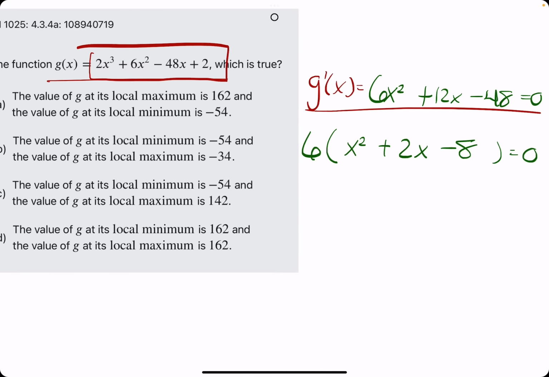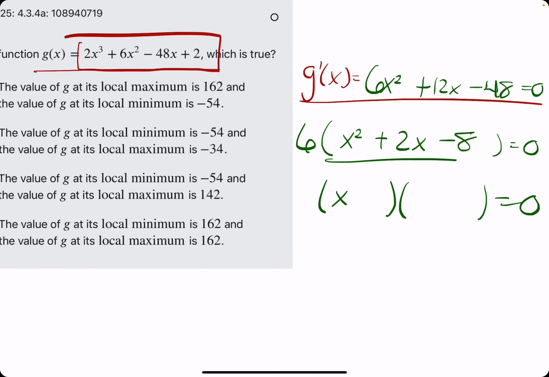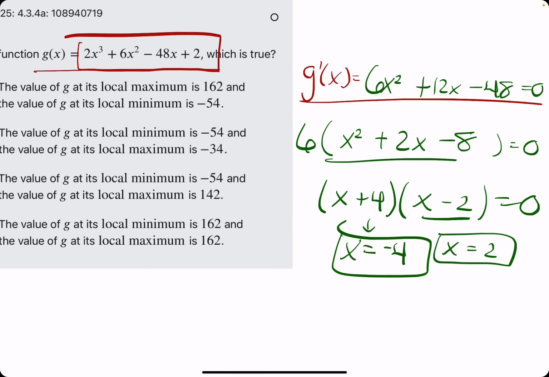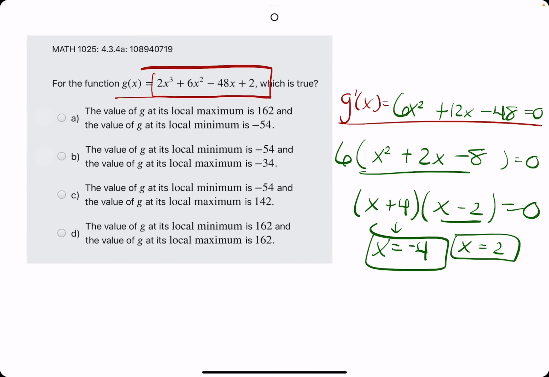So we should have 6 times x squared plus 2x minus 8. Then it's the x squared plus 2x minus 8 that we want to factor. We need two numbers multiplying to negative 8 but adding to 2: plus 4 and minus 2. Setting x plus 4 equal to 0 and solving for x, we get negative 4. Setting x minus 2 equal to 0, we get x equals 2. These are our two x values.